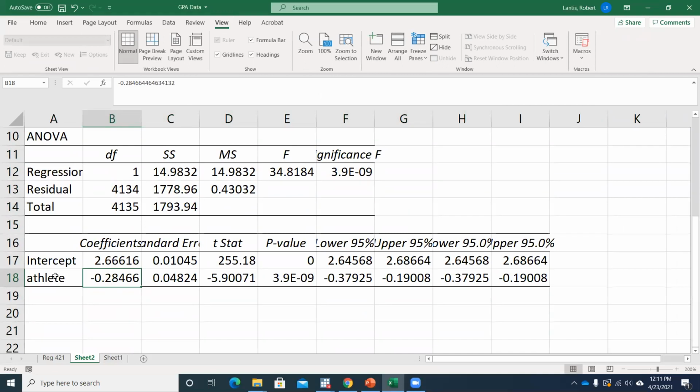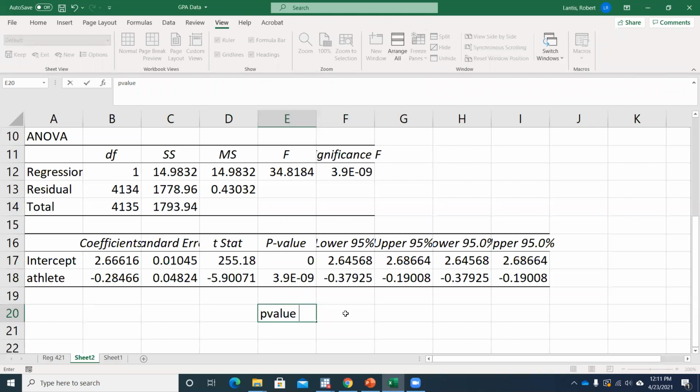And so what it looks like is being a student athlete relative to not, right, that 1 unit increase. Here it says just a 0, 1 variable, so going from the 0 group to the 1 group, being a student athlete would predict that GPA for that individual be about 0.28 lower. And the p-value here is pretty much 0, right? E to the -9 means move the decimal point 9 places to the left. I've got a p-value of pretty much 0.